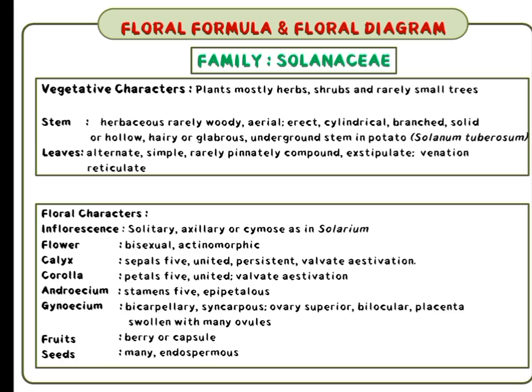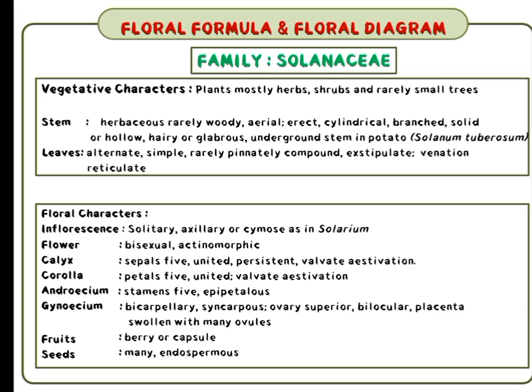Then what are the floral characters? The inflorescence is cymose or axillary cymose. We can say solitary flowers can be seen, or maybe axillary flowers. Axillary flowers means flowers which are produced on the axil, and they show a cymose type of inflorescence in Solanum. Then the flower is bisexual and actinomorphic and has 5 sepals, and they are united and persistent.